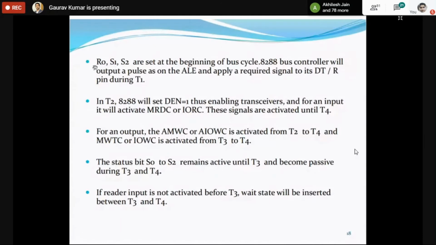Just a quick recap summary. So S0, S1 and S2 status signals are basically set at the beginning of the bus cycle. The 8288 bus controller will output a pulse on the ALE, as we will see.